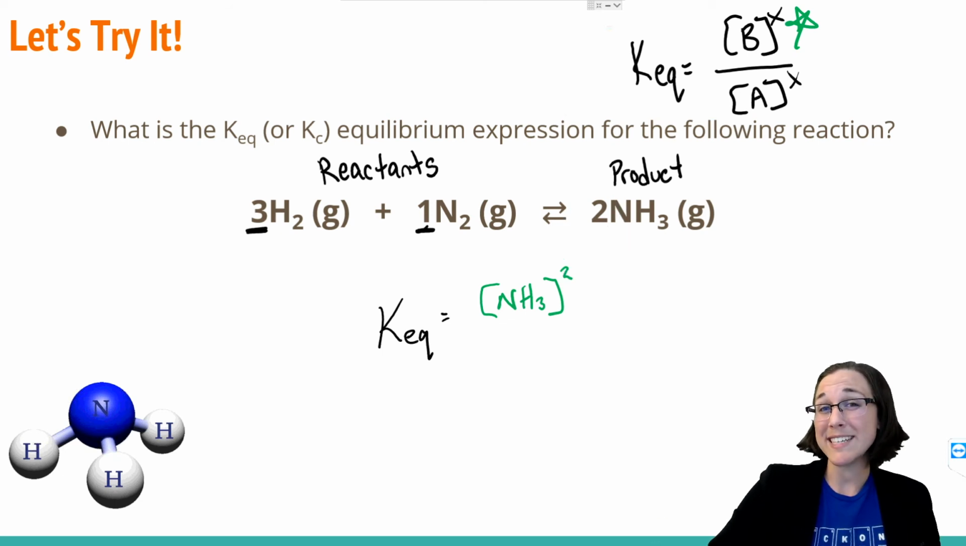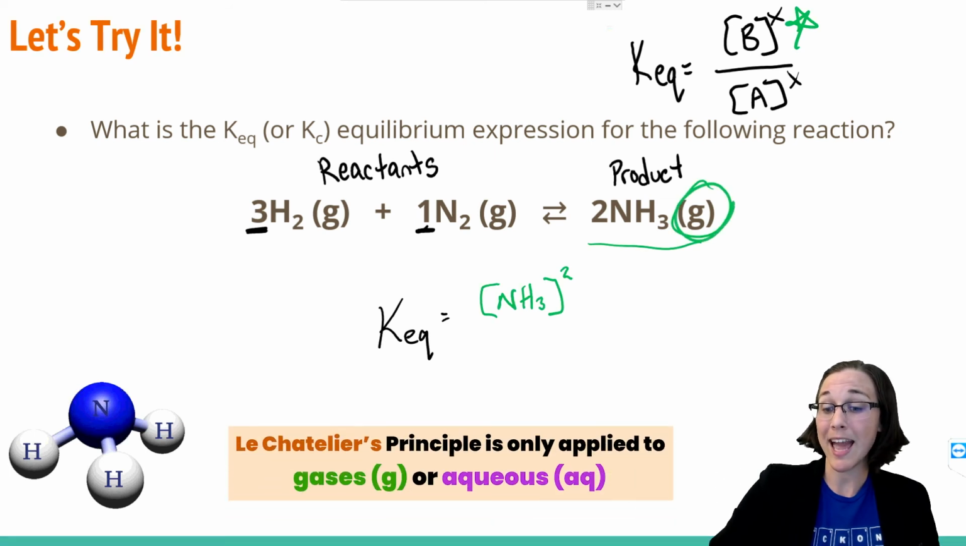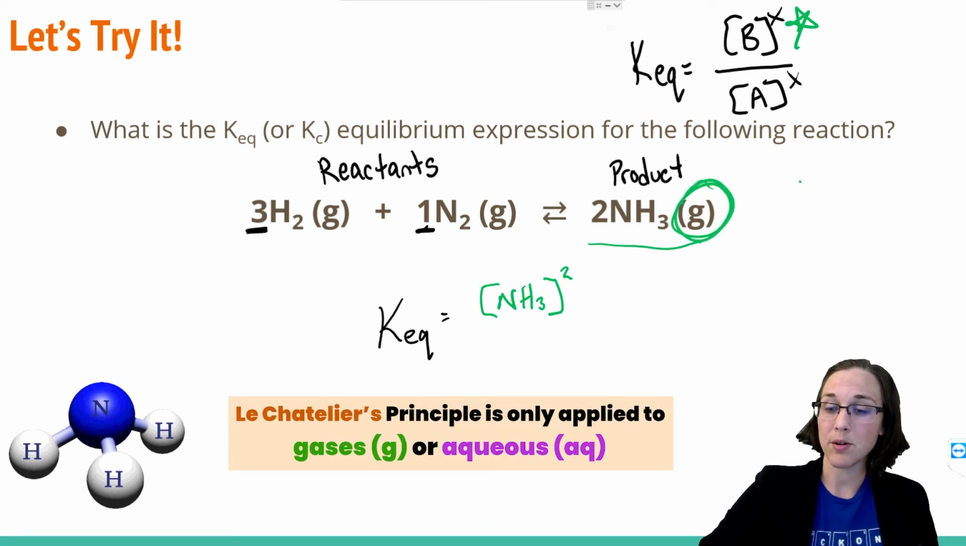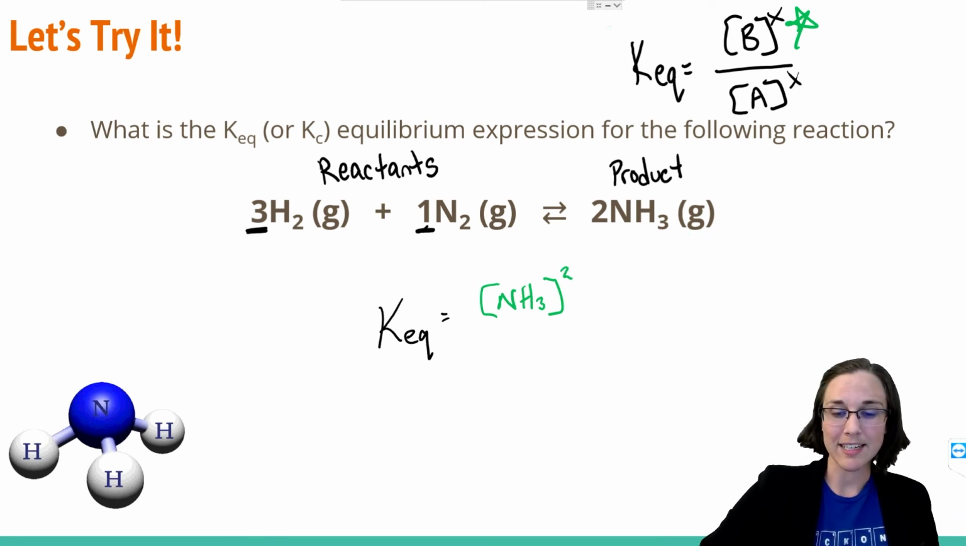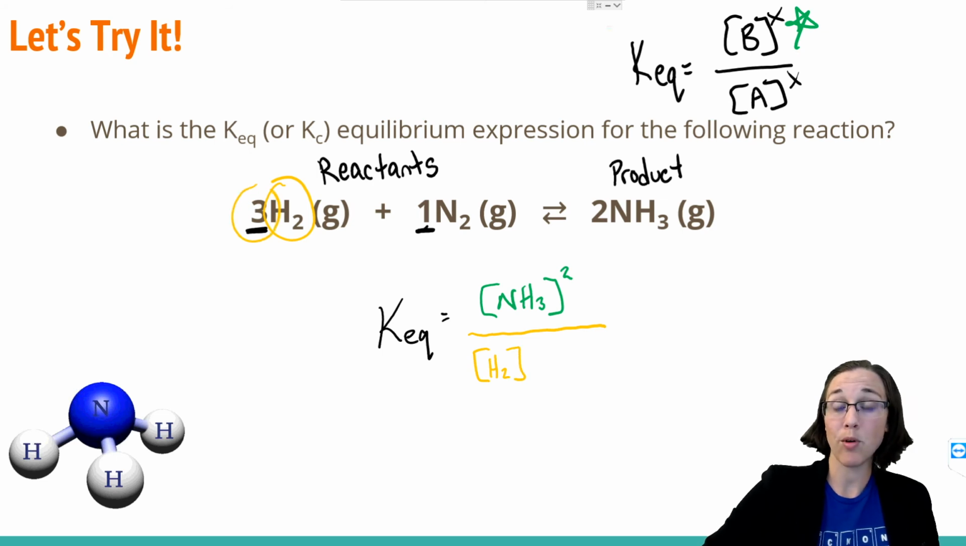Now, the only reason I can include ammonia in this expression is because it's a gas. Remember that if a chemical is a solid or a liquid, we do not include it in the KEQ expression. Next, we need to focus on our reactants. That's going to be in our denominator. We have H2 gas, so let's put H2 in brackets, and we see that it has a mole coefficient of 3. That 3 is going to go in our exponent in our equation.